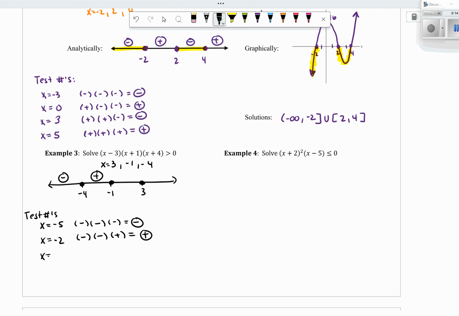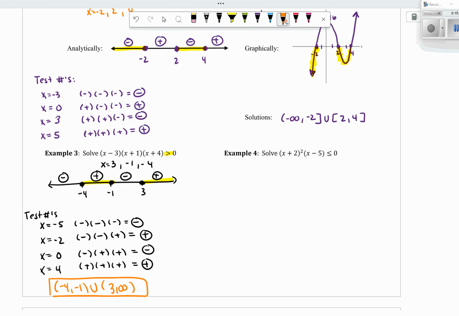If I do x equals in between -1 and 3, I could do x equals 0. So that would be 0 minus 3 is negative, 0 plus 1 is positive, and 0 plus 4 is positive. So this gives me a negative answer. And then x equals, let's do 4. So 4 minus 3 is positive, 4 plus 1 is positive, and 4 plus 4 is positive. So that's going to give me a positive answer. So then we're looking for where our values are just greater than 0. So here and here, but because it's not equal, we're not going to use brackets. So parenthesis -4 to -1 union, parenthesis 3 to infinity.